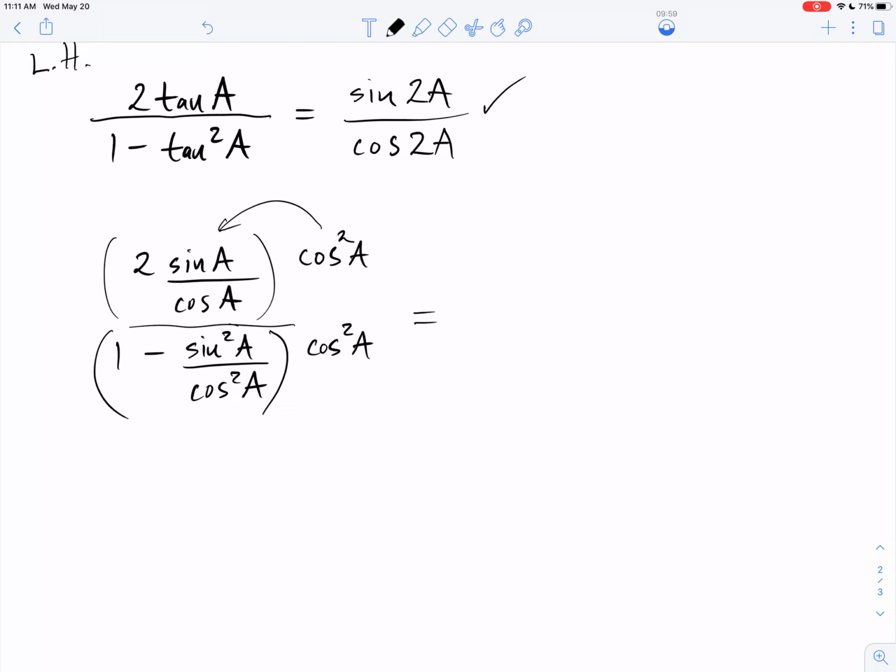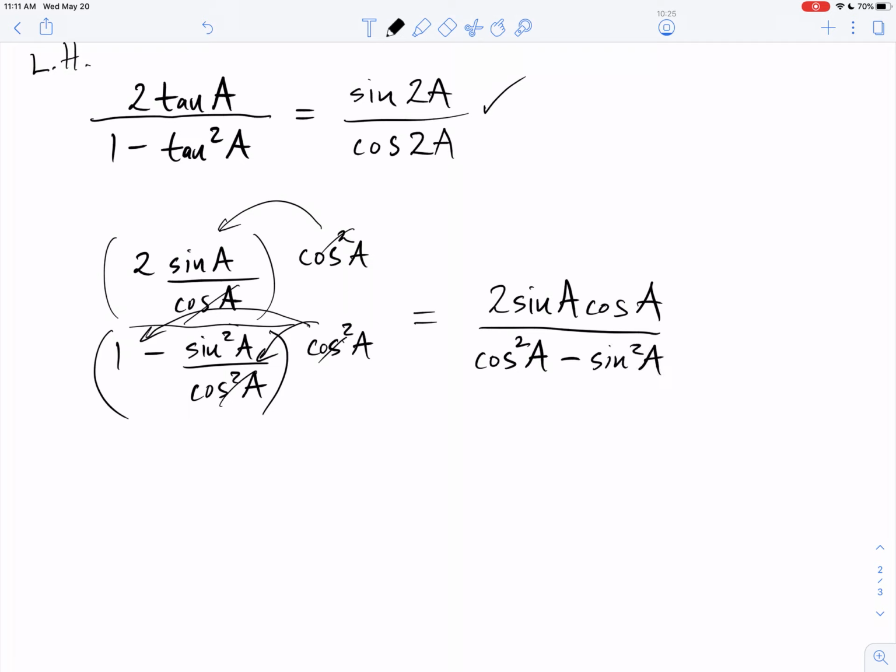And if I do that, one of these is going to knock out one of those. And I'm going to end up with 2 sine A cosine A on the top of my fraction. If I distribute this, what's going to happen? I will get a cosine squared A minus, and they'll cancel here, a sine squared A. Now, just look at that for a second, because that is the brown box.